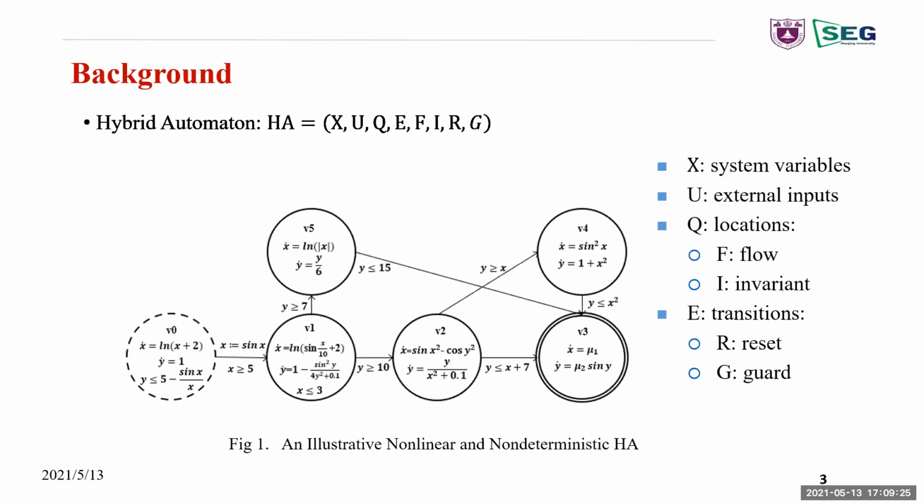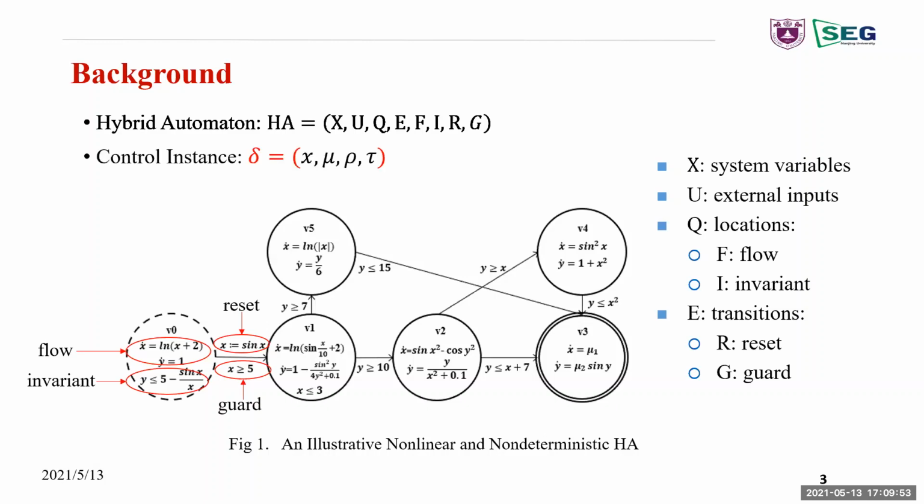In each location, there are flow conditions and invariant conditions, denoting the gradient and constraints of system variables. Discrete transitions of the system are denoted by edges between locations, with their reset action written above the edge, and the guard conditions below the edge. The example HA starts from location V0 and has unsafe states in location V3. During the falsification of it, we attempt to seek a control instance, denoted as delta here, so that the system will evolve to an unsafe state under delta. The 4-tuple definition of delta consists of initial values X for system variables, initial values mu for external inputs. The evolving path rho consists of locations and the dwelling time tau in each location along the path.